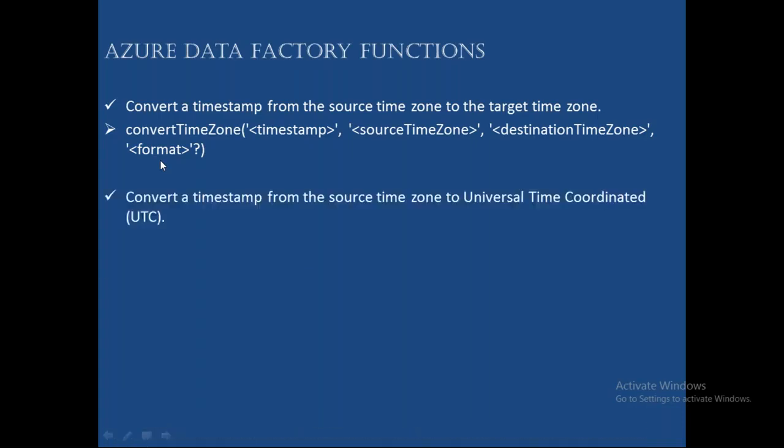Next, convert a timestamp from the source time zone to the universal time coordinated. Meaning, if you want to convert, your source can be anything. From this source to UTC, we have a direct function called convert to UTC. Your source current timestamp is in India, so you just have to tell it is India Standard Time. If you mention the time zone as IST, this will be converted into UTC directly.